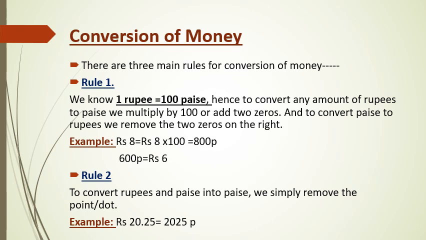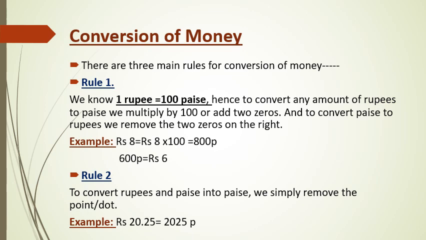The next example is 600 paise. We have to convert it to rupees. So we are going to remove the last 2 zeros and we are getting 6. So the answer is rupees 6. Alright. Now rule number 2.